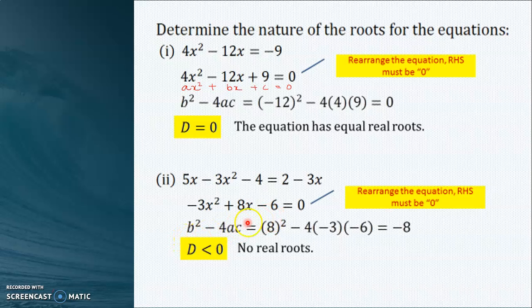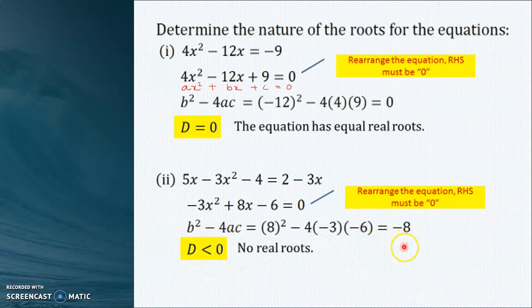So what is the value of b? b is 8. So 8² - 4a. What is the value of a? -3. What is the value of c? -6. When you solve, 8² is 64. Minus 4 × 3 is 12, and 12 × 6 is 72. So 64 - 72, which gives -8. When do you get -8? It is less than 0. So the discriminant is less than 0.